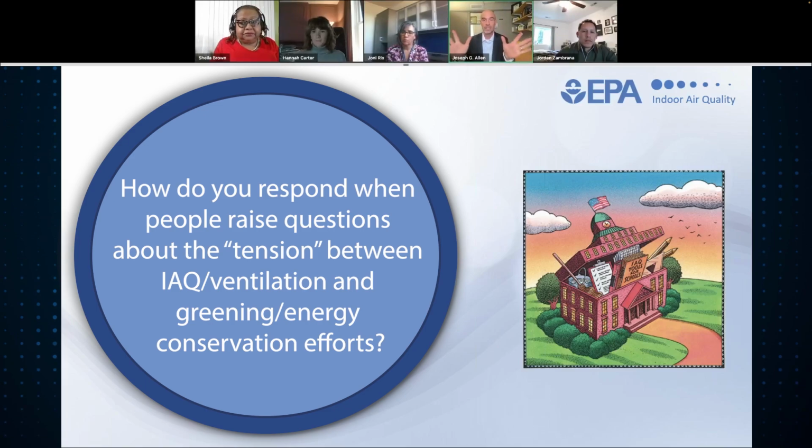And we've been answering the same question over and over. What's the balance between health and energy efficiency? How about no balance? How about we do both? Because we can and we know how to do it.